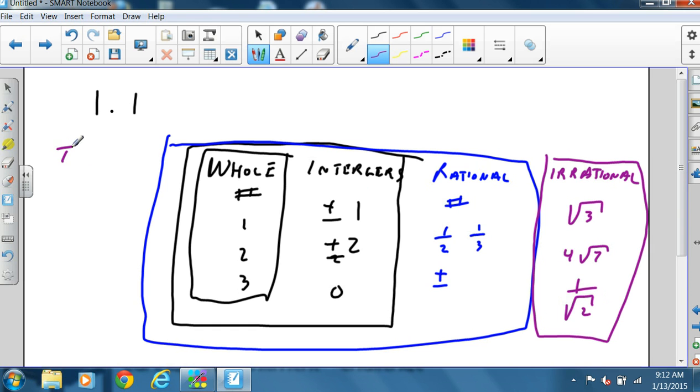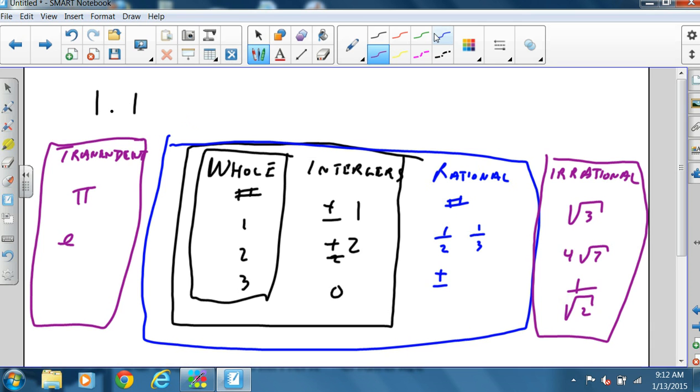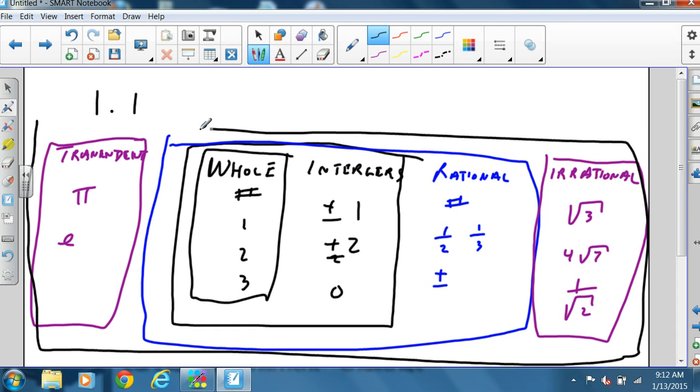And then we have transcendental numbers. So pi is a transcendental number. E, the base of natural logarithms, are transcendental numbers, and all multiples of those are also transcendental numbers. So we have an infinite amount of whole numbers, integers, rationals, irrationals, transcendentals, and all those guys lumped together to form what we call real numbers, which is what section 1.1 is about.